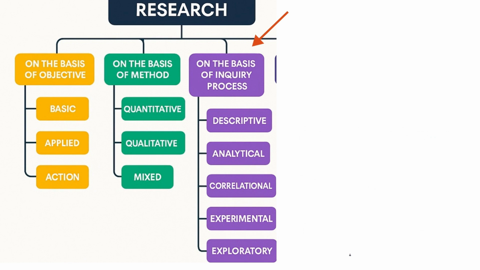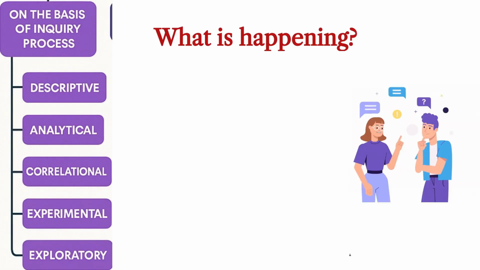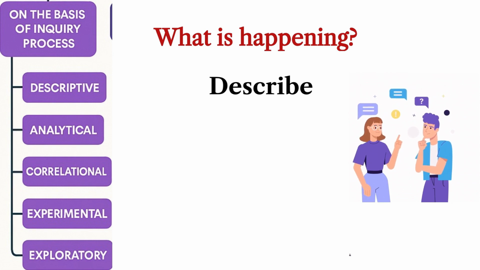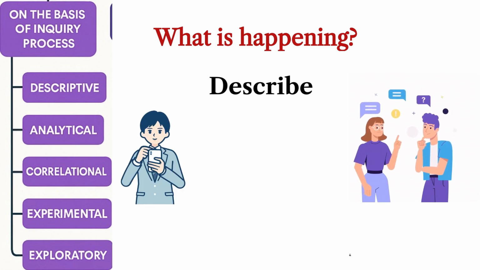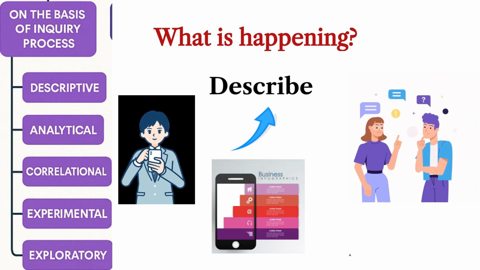Based on approach or inquiry process, research is of five types: descriptive research, analytical research, correlational research, experimental research, and exploratory research. Descriptive research only tells what is happening. It describes things as they occur in real life. For example, how many students use mobile phones for study is an example of descriptive research because here the researcher is simply describing what is happening or how many students use mobile phones for studying.